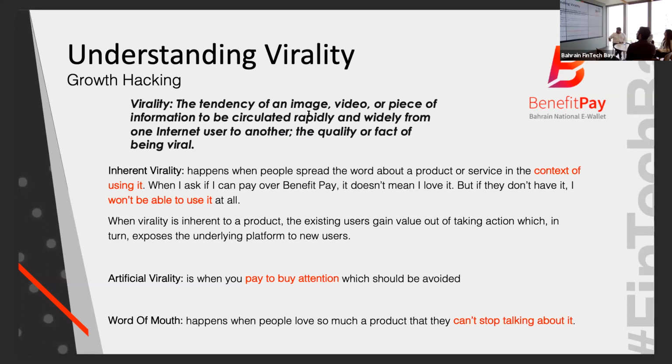Artificial virality means when you pay money to get additional attention. What do we mean by that? We mean putting money into ads, just raw advertisements. And if Benefit kept on running ads, download Benefit Pay, download Benefit Pay, that is artificial virality. But do you guys understand the difference between the two?